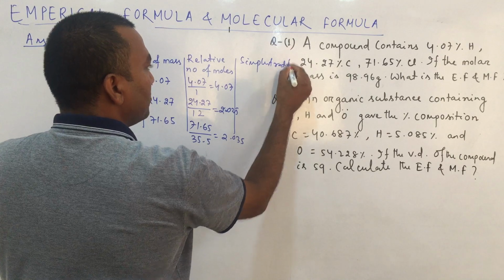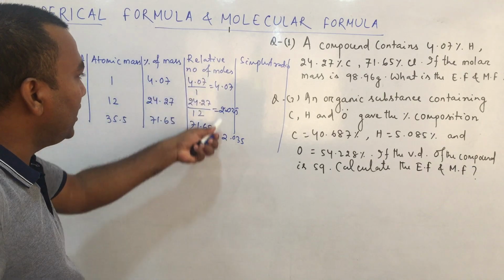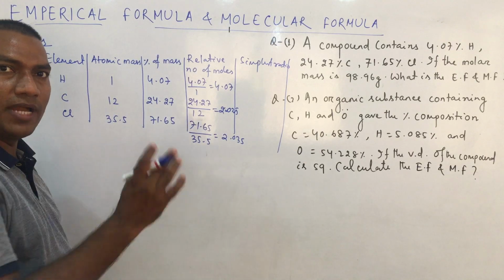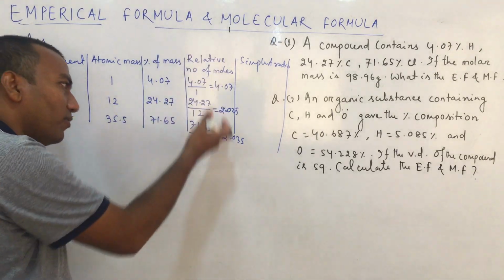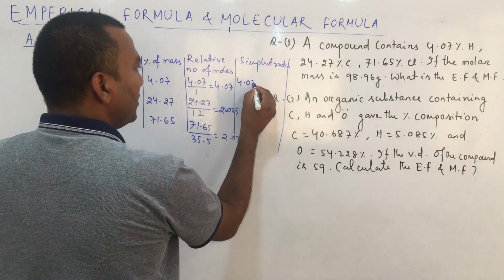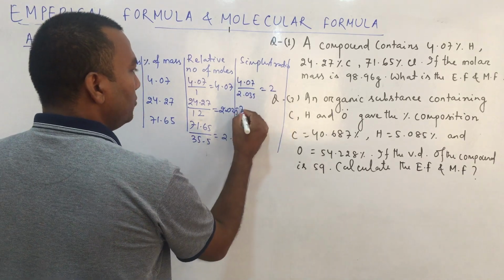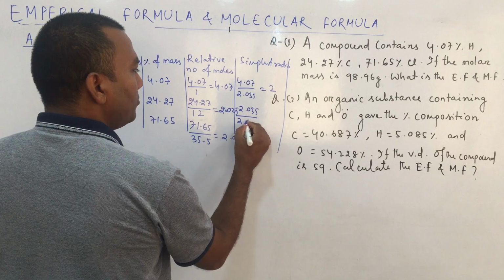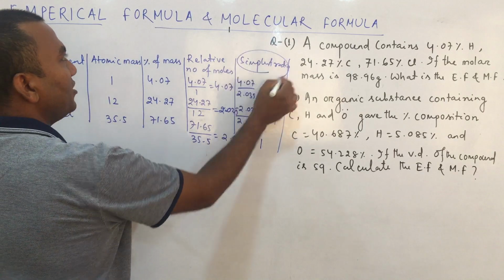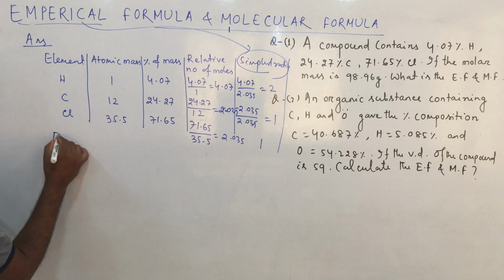Simplest ratio. So how can you calculate the simplest ratio? You will remember, in the relative number of moles, which one is least? 2.035. So divide by 2.035 in all three to get the simplest ratio. 4.07 divided by 2.035 equals 2. 2.035 divided by 2.035 is 1, and the other is also 1. So you see, the simplest ratio is our empirical formula. So we got the empirical formula.